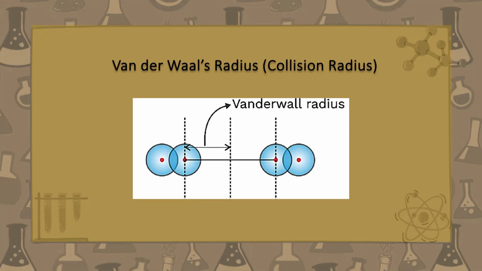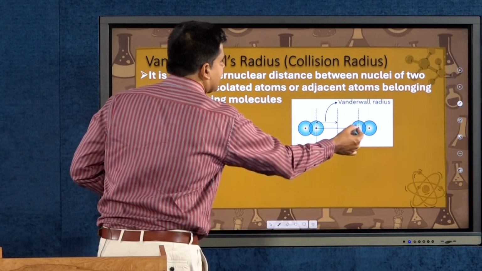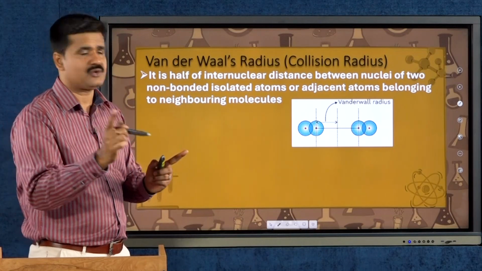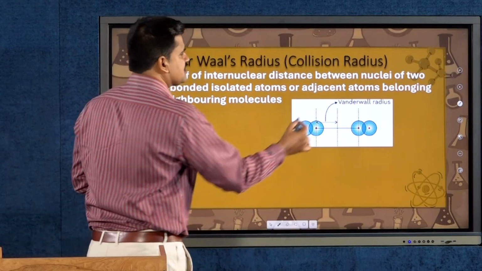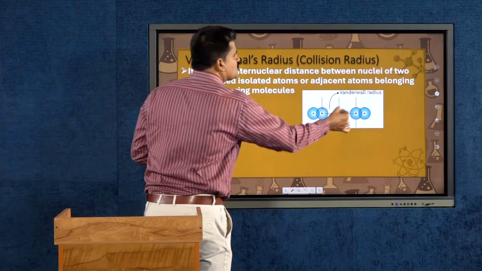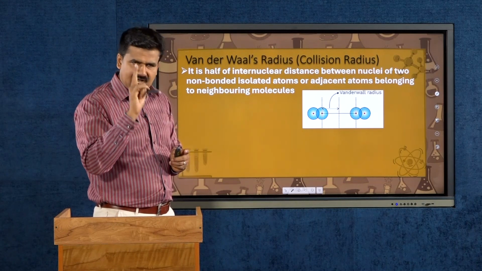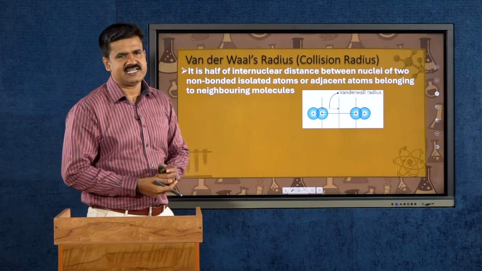This is the pictorial illustration of the van der Waals radius. You can see the presence of two diatomic molecules. These two diatomic molecules are very close to each other. See this distance, this solid line represents the distance between two non-bonded atoms belonging to neighboring molecules. This atom is from the first molecule, this is from the second molecule. So, there is a distance, this distance is the non-bonding distance. 1/2 of that non-bonding distance is considered as the van der Waals radius.